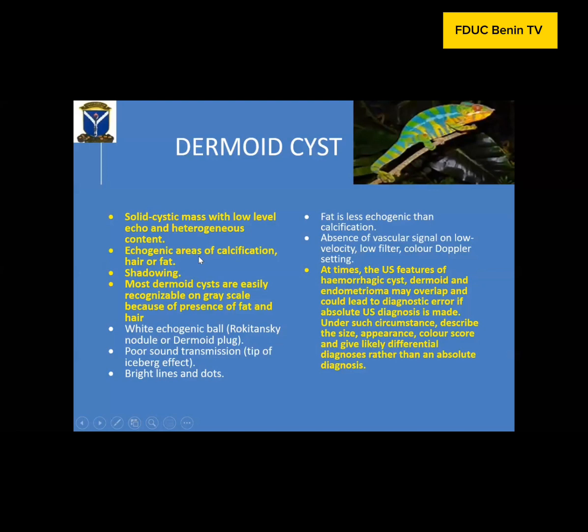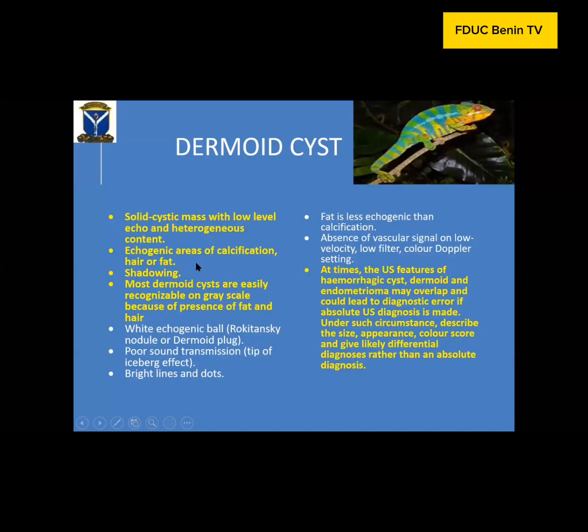I'm yet to see a dermoid cyst that has no echogenic component. I've seen a case of dermoid that is not cystic, so I began to wonder, why is it called dermoid cyst? I've seen cases that do not contain cystic components. I've seen dermoids that do not have calcifications, but I'm yet to see dermoid that does not contain any echogenic area. So to me, the key in making a diagnosis of dermoid is an echogenic area in the adnexa.